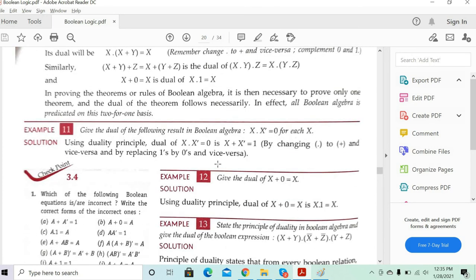Fine. Okay, let's go to example 1 now. Give the dual of the following result in the Boolean algebra: x dot x bar, x dot x dash is equal to 0 for each x. So how do you use the duality now? x dot x dash is equal to 0. Duality means dot to plus, plus to dot, you need to change. So what will x plus x dash be?